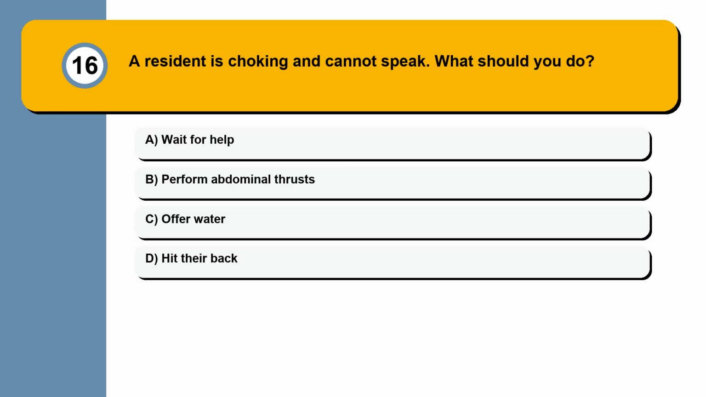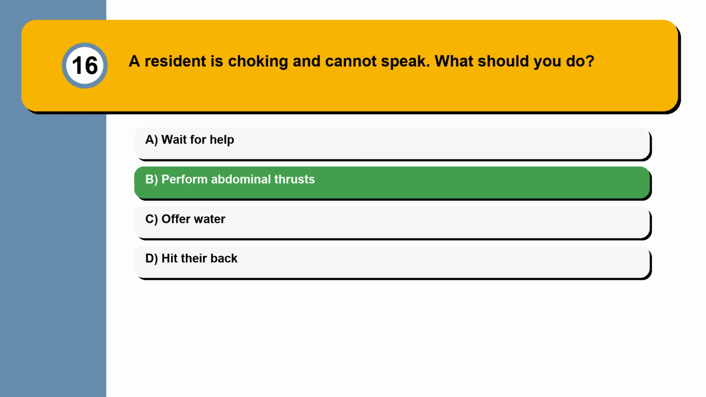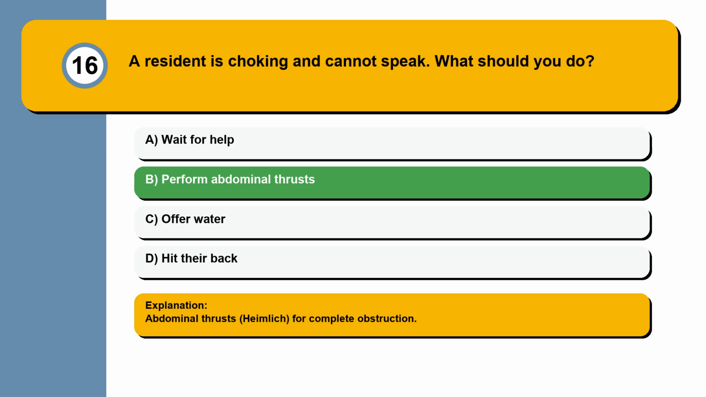Question 16. A resident is choking and cannot speak. What should you do? Wait for help. Perform abdominal thrusts. Offer water. Hit their back. Abdominal thrusts, Heimlich, for complete obstruction.